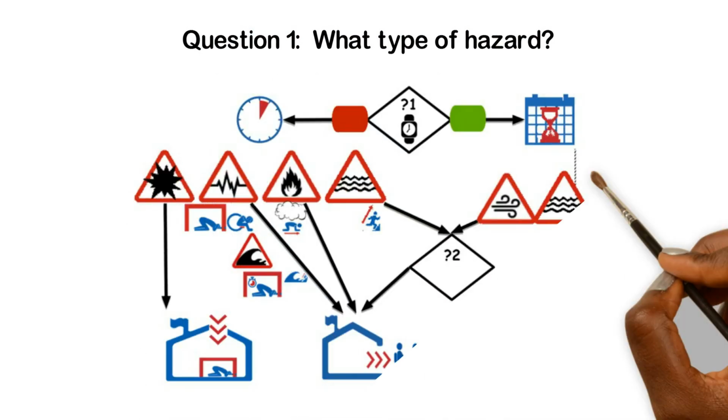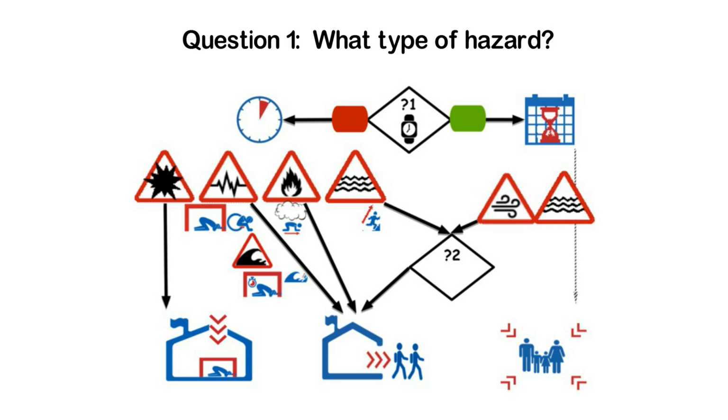Question number 1. Is there any warning before the hazard impact? Is the hazard rapid onset without warning, such as acts of violence, earthquake, and fire? If so, are you ready to react automatically with the appropriate standard operating procedure? These automatic responses to rapid onset hazards are important.